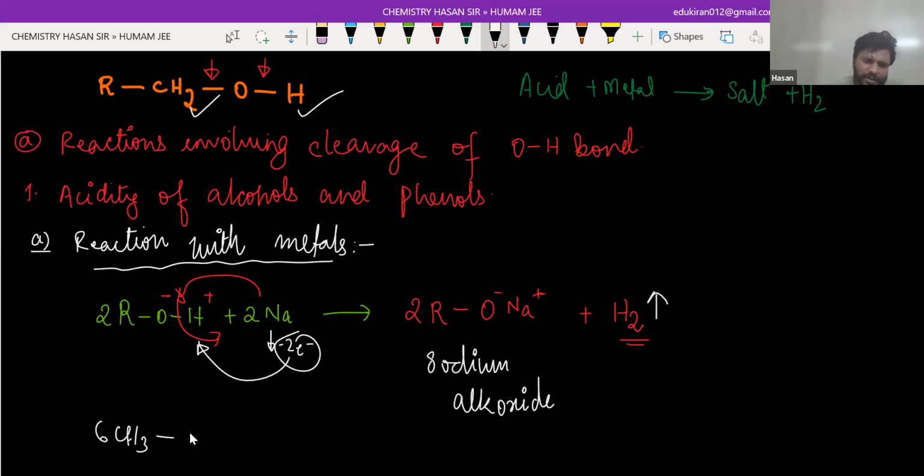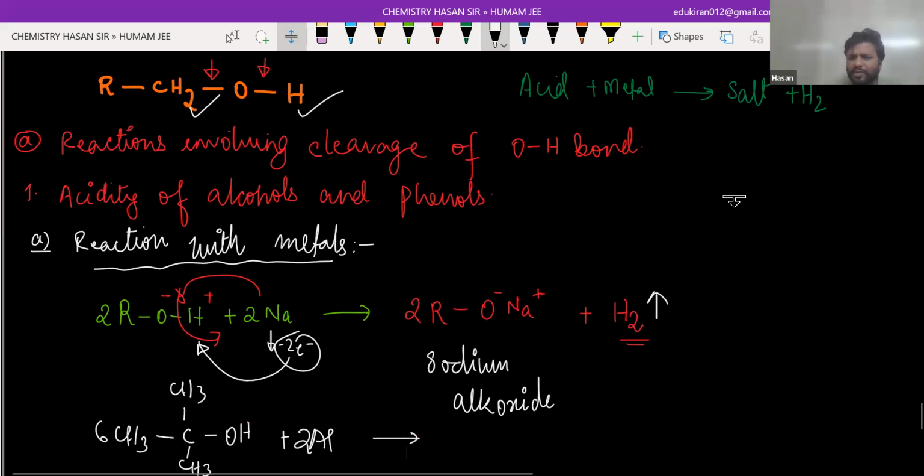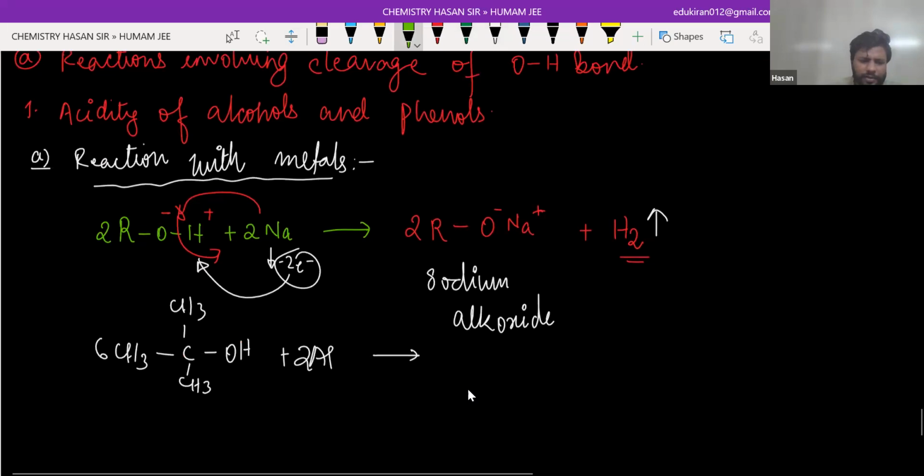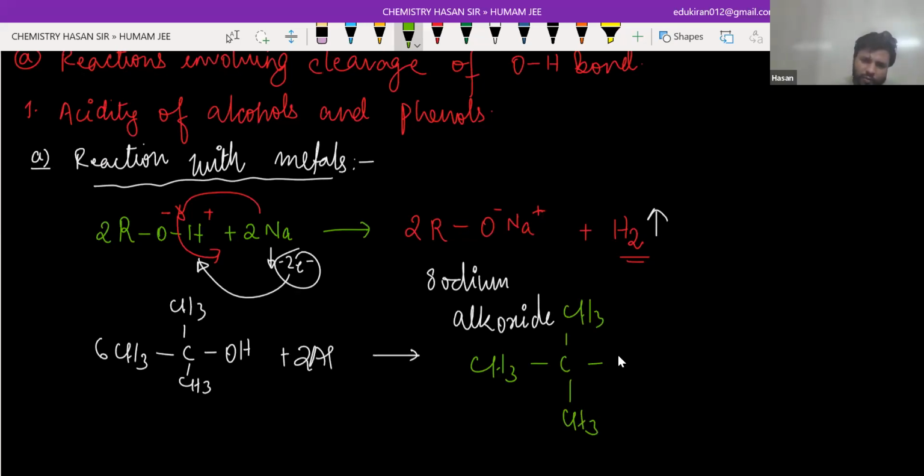Let's take another example. CH3, C, CH3, and then again CH3 is there, and OH. This is your tertiary alcohol when you are going to react with aluminum. So only for balancing this is taking place, say 2 or something. So what will happen? What will be the product? Very simple it is. Since aluminum is trivalent, like the valency is 3, it will be something like that, CH3. You can see O will be there. And then this will be multiplied how many times? 3 times, and aluminum.